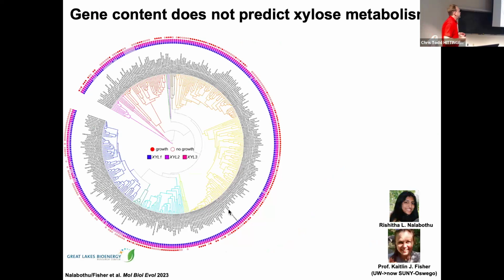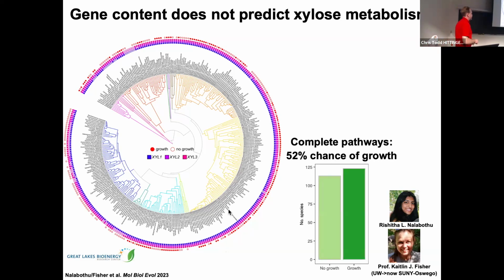The problem is, if you look at yeast genomes, and this is 300 plus species, you can't use gene content to predict whether they're going to use xylose or not. The vast majority of yeasts contain homologs for the 3 enzymes required, xyl1, 2, and 3. But I'll save you the trouble of looking for a pattern in this data set, because there's not one. You do about as well as random guessing. If you have a complete pathway, you have about a 52% chance of growth, which is not a bet that I would want to place.